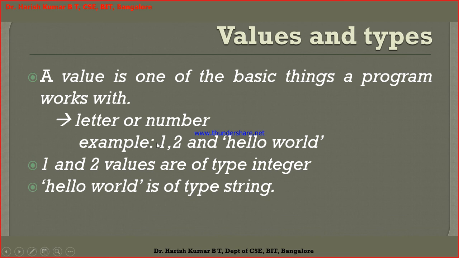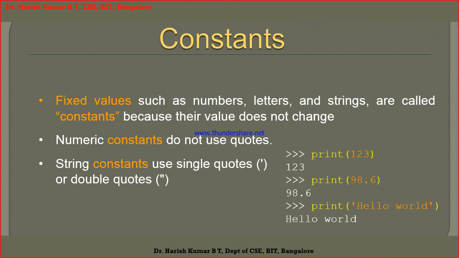Now here in this example, 1 and 2 are of type integer and hello world is of type string. So if you want to perform any computation, the basic thing required is a value, and this value can be a numerical value, a simple character, or a string. Fixed values such as numbers, letters and strings are called constants because their values do not change. Numerical constants do not use quotes. String constants use single quotes. This is what you have to remember.